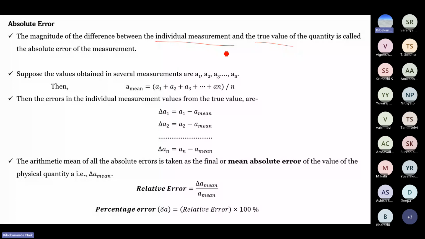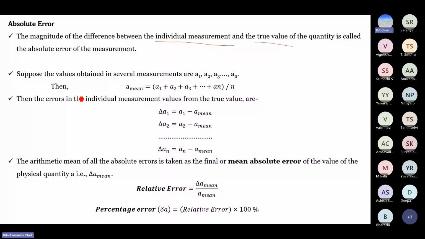So you should keep in mind that if you want to calculate error, you should know some true value. The difference between this true value and an individual measurement of the quantity is called absolute error. When you don't know the true value, you try to calculate it in terms of the mean of all the measurements, because only then can you say that if the mean is this, then the true value should lie within that range.